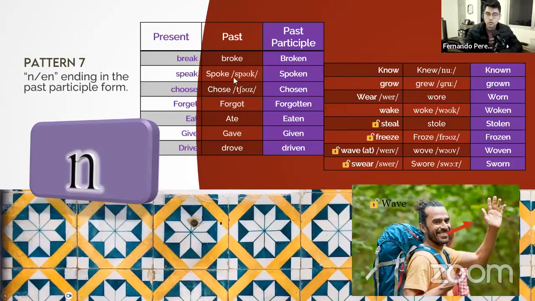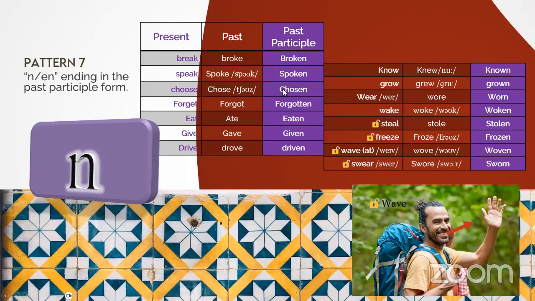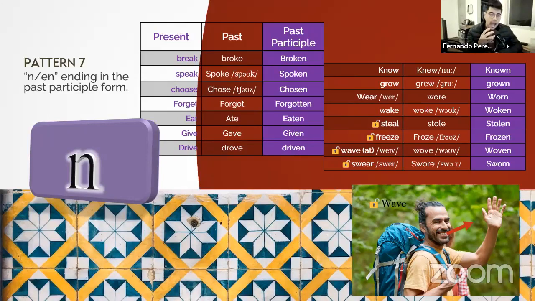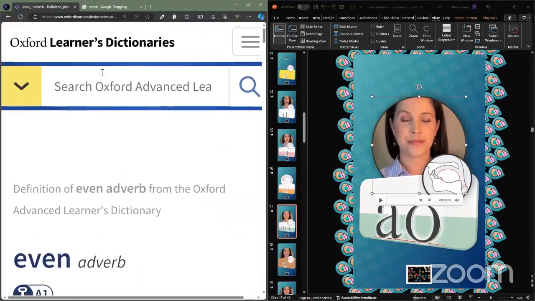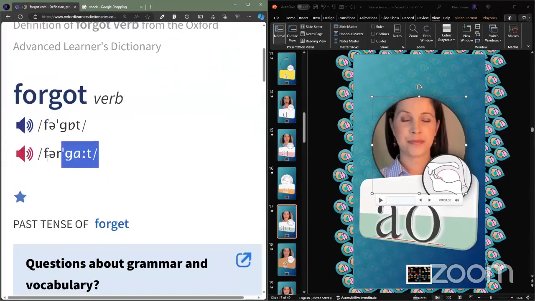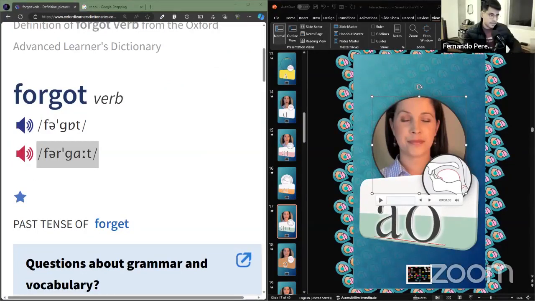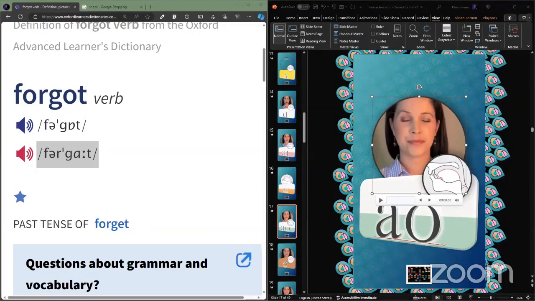Next, chosen. Choose, chosen. Perfect. Forgotten. Forget, forgotten. Interesting. Again, forget, forgot. It's not forgot with O, okay? Remember the letter O has a different pronunciation in English. It's not O, it's A: forgot. Forget. Forgot. See? Forget. Excellent. Forgotten. Got it. Good.